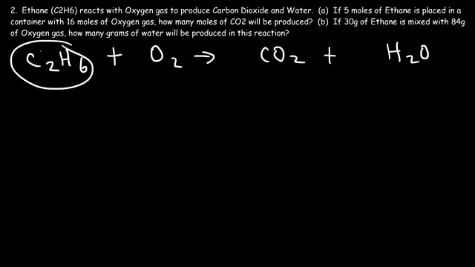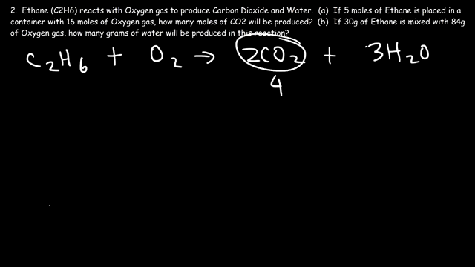Now we have two carbons in ethane. So initially we need to put a 2 in front of CO2. There are 6 hydrogens on the left, so we've got to put a 3 in front of H2O. So we can have 6 hydrogens. Now we have 4 oxygens from the 2 CO2 molecules and 3 from water. So that's a total of 7, which means that in order to get 7 oxygens on the left, we need a fraction, 7 over 2.